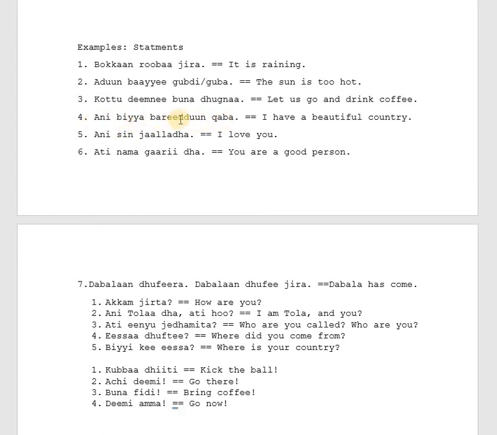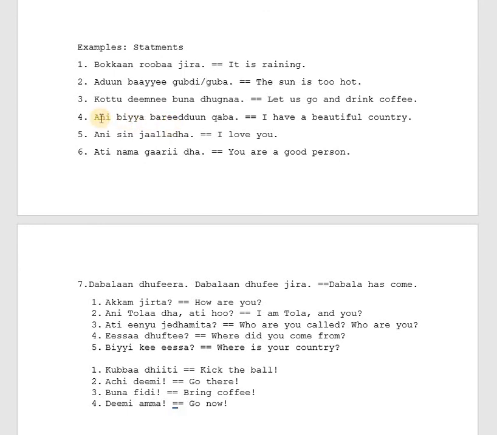Ani biyya bareedduun qaba. Ani is me, I. Biyya, country. Bareedduu, beautiful. Qaba, have. I have a beautiful country. So look at, I have a beautiful country. That's how the order is in Oromo.